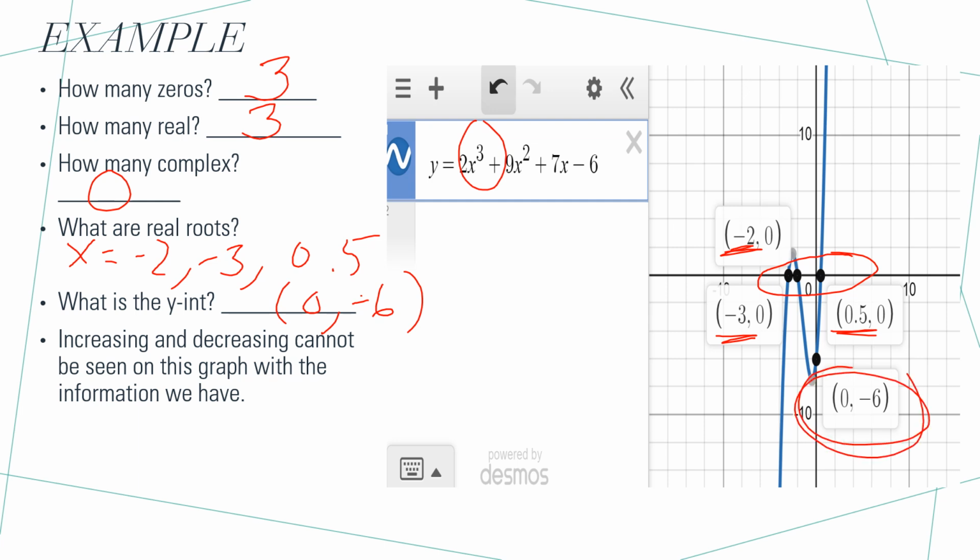Now, increasing and decreasing cannot be seen on this graph with the information that we have, and I do want to talk about that for a second. Increasing and decreasing, just to review what they are, increasing is where it goes up from left to right, so it would be here, but it would also be that region there, and decreasing would be where it goes down. The problem is that we need to have the location of what are called the relative maxima and minima, and that information is not on the graph.